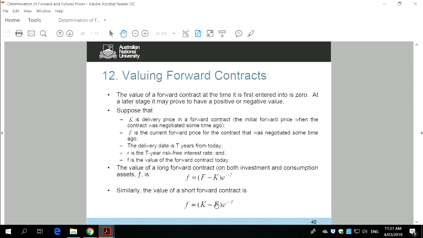Does that make sense? Or do you guys want me to go through this again? Put your hands up if you want me to go through this question again. So I assume everybody understood, right? Any questions with valuing the forward? It's actually quite straightforward, right? Any questions with valuing? Yes.